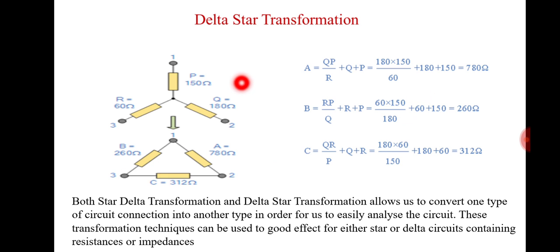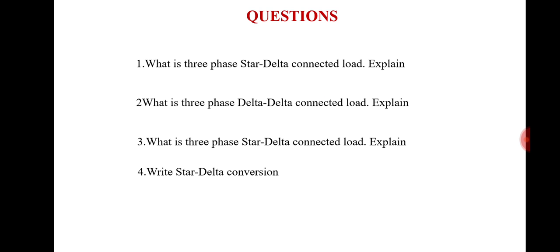Now both star delta transformation and delta star transformation allow us to convert one type of circuit connection into another type in order for us to easily analyze the circuit. This transformation technique can be used to good effect for either star or delta circuits containing resistors or impedances.